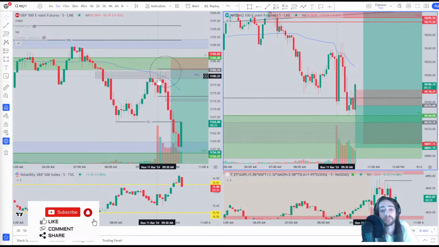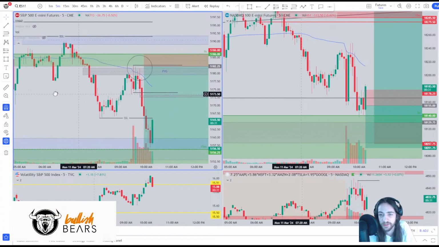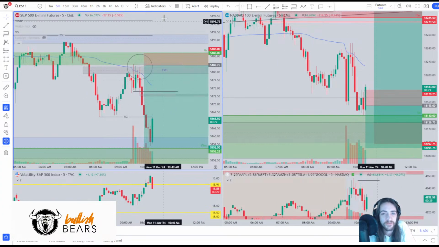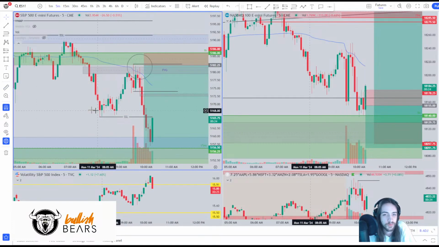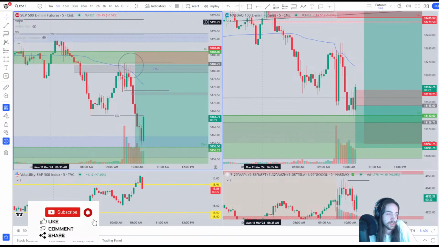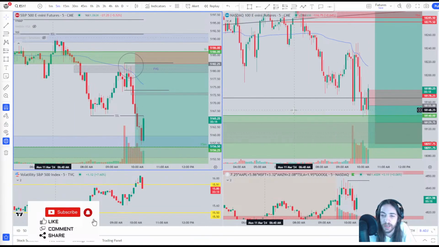100% what I had. Trade plan was ES short off this broken demand zone. Didn't take it. That would have been perfect. Perfect trade. Perfect setup. Easy 20 points. ES. Didn't take it. Why didn't I take it? Didn't pull the trigger.